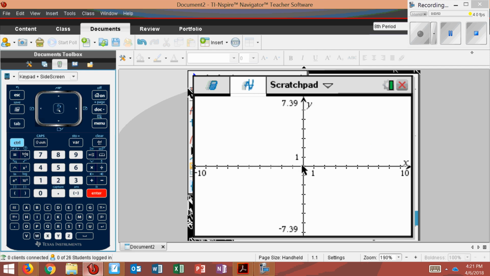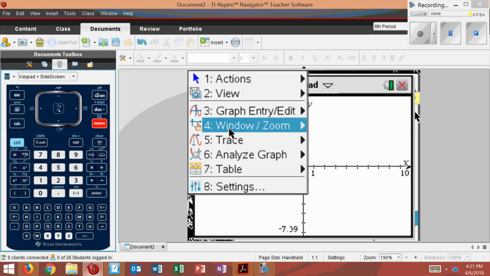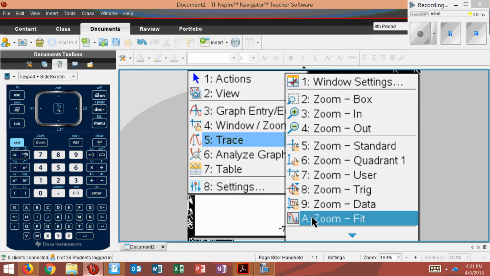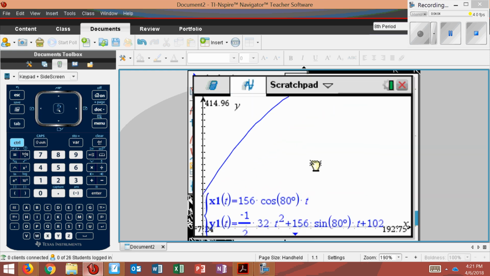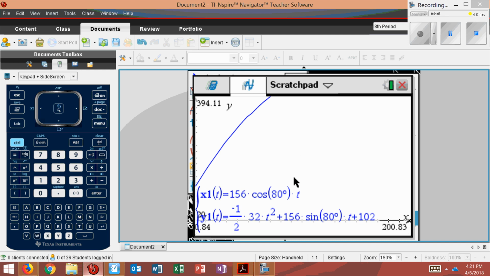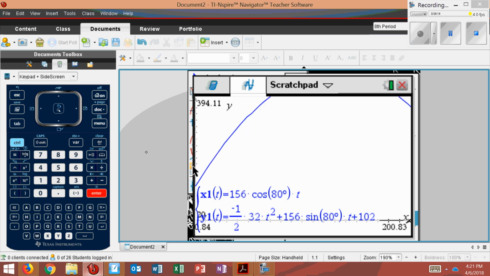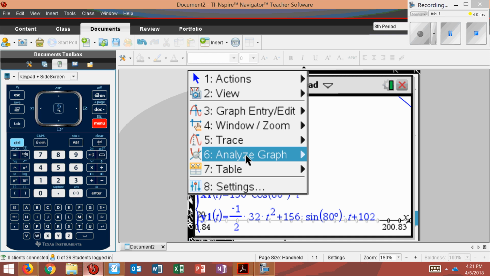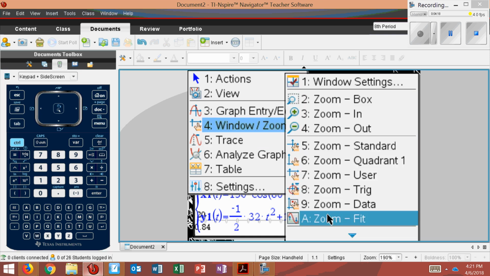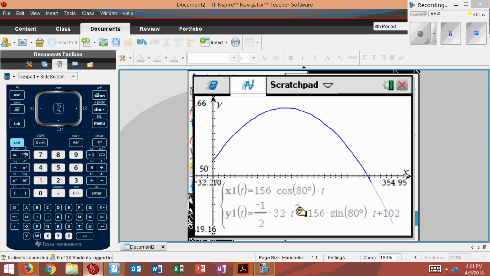After I hit enter, I see nothing because of how high this is shot off at. So I'm going to do menu, window, zoom fit. And I can see that this is up in the air way too long. It still hasn't gotten to the ground yet. So I want to pull up my equation again and change my time. Instead of stopping at 6.28, let's try going to 12 seconds. I'll press enter. I'm going to go back to menu, window, zoom fit. And now here's my picture. I can now see it.